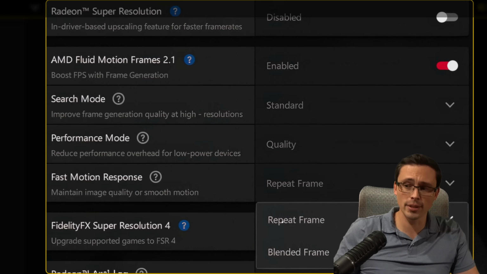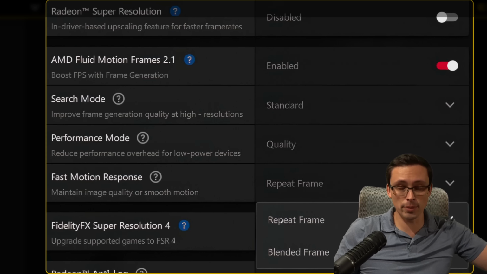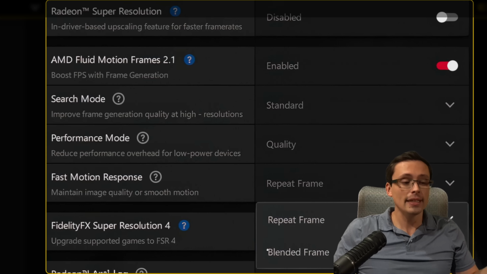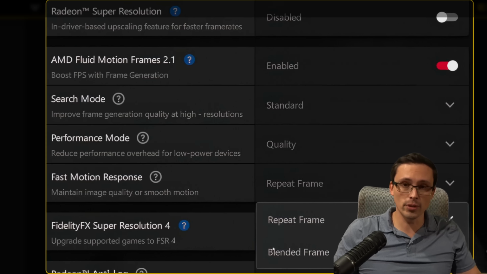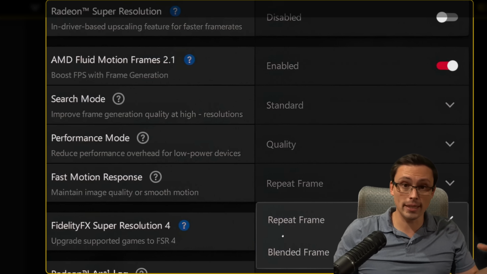What this is letting you do is essentially choose which behavior you would prefer. Do you want it to repeat the frame when it detects too much motion, or do you want it to give you the blended frame anyway, even though it might have more image quality artifacts? And this is how I think it should have been from the start, is letting you make that decision.